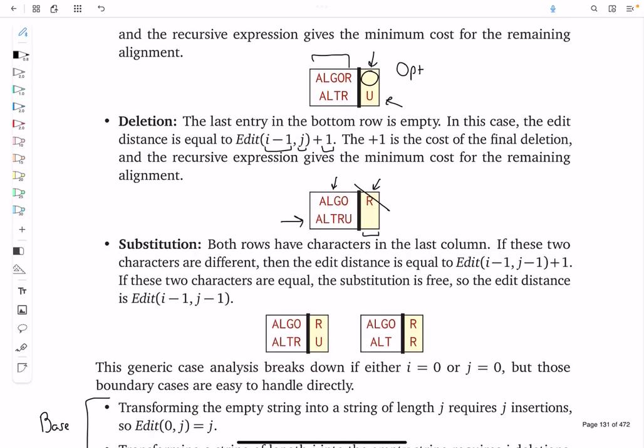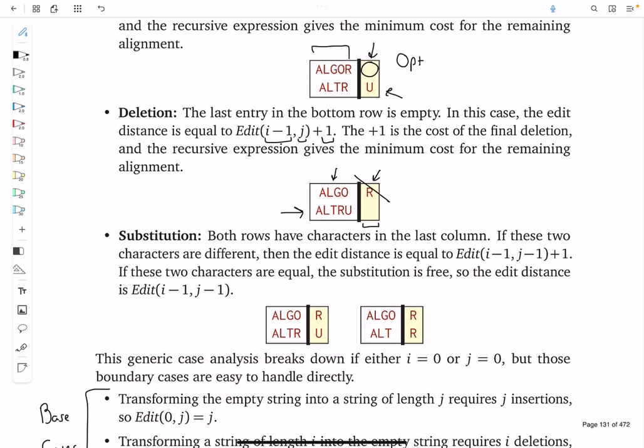And then lastly, we have substitution. This one's a little more interesting because sometimes substitutions are free. So if the value of the string is the same in the ith column, then we don't have to do anything. There's no +1. They're already matching and we can move on. Otherwise, if we do a substitution, we changed R into U, and so we processed one last character from both strings, and so we have to now move back for both of them. So then the induction fairy will solve the rest for us, and we've decided to do a substitution.